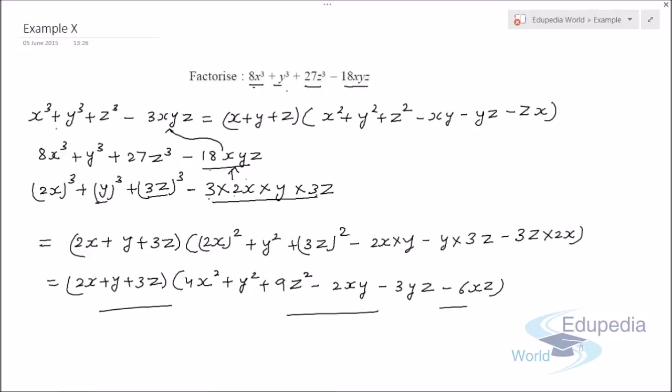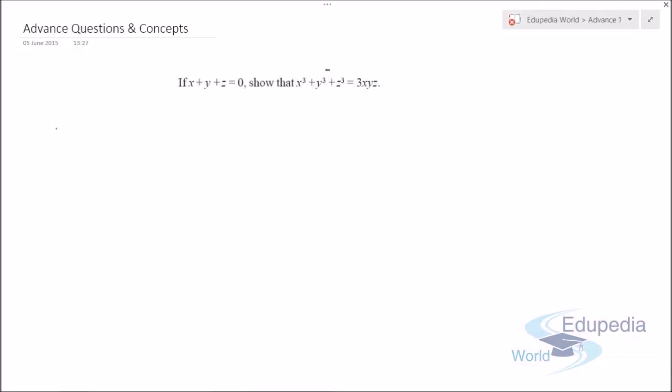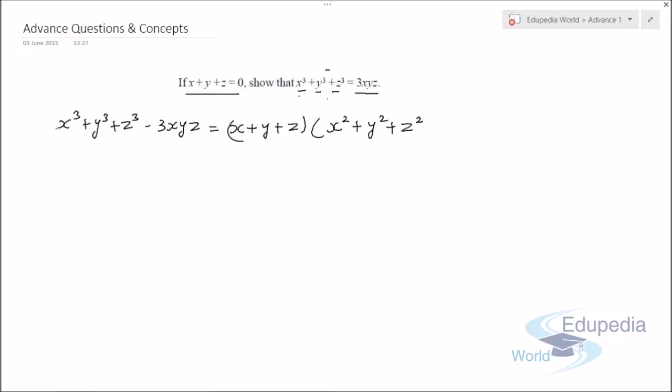Now further we'll discuss some advanced questions and concepts which are very important, and these types of questions generally come in the examination, so you have to watch this question carefully. Now suppose it's given if x plus y plus z equals 0, then show that x cube plus y cube plus z cube equals 3xyz. As already discussed in the identity, we have 3 terms and each term has power cube. So we can use the identity x cube plus y cube plus z cube minus 3xyz equals x plus y plus z into x square plus y square plus z square minus xy minus yz minus zx.